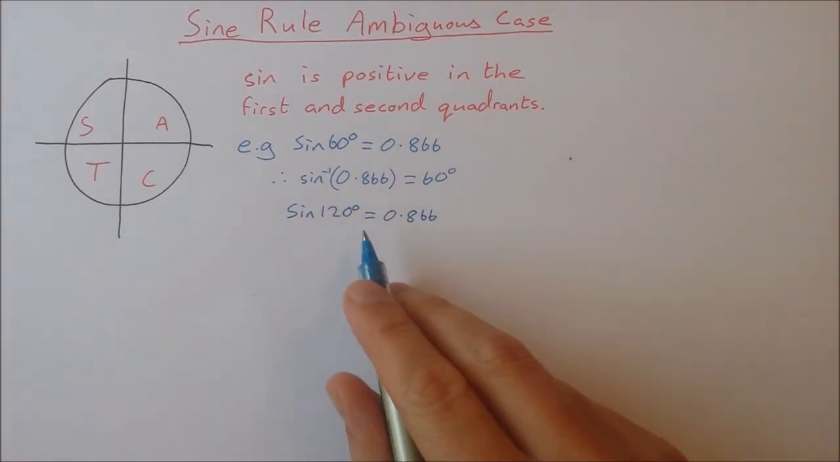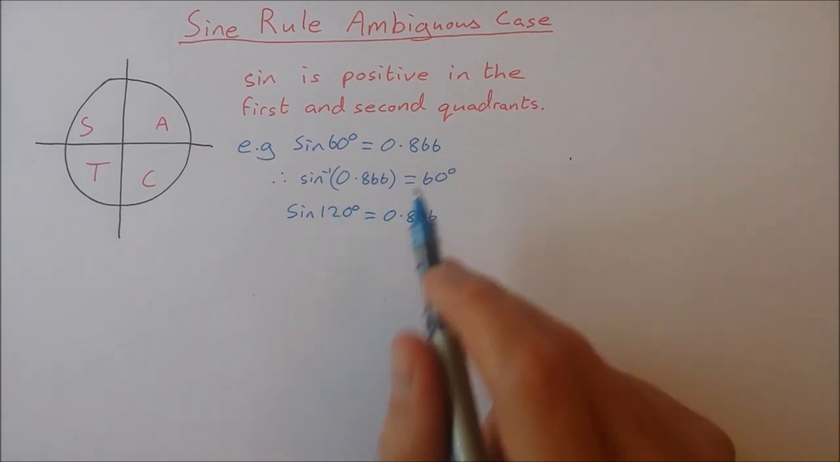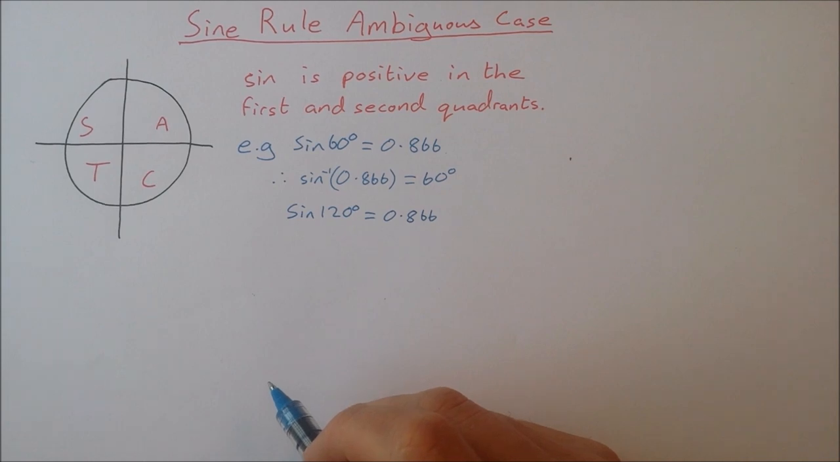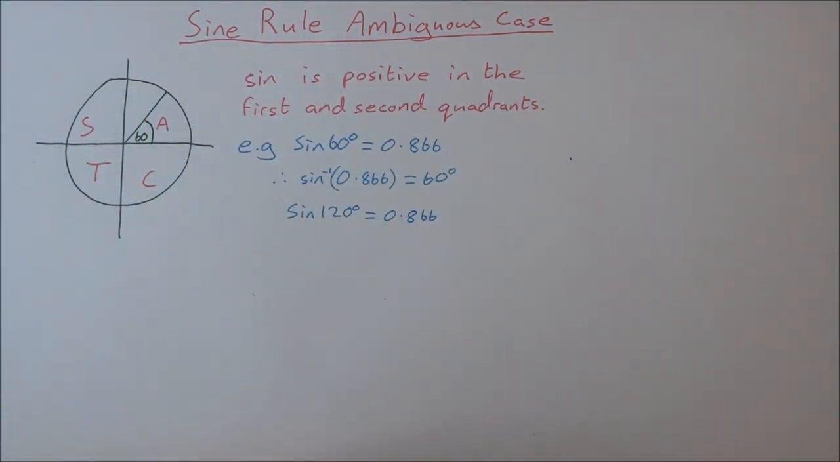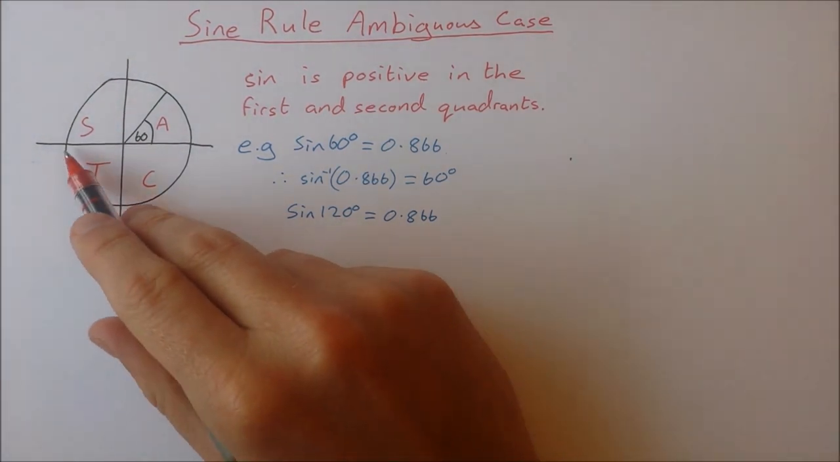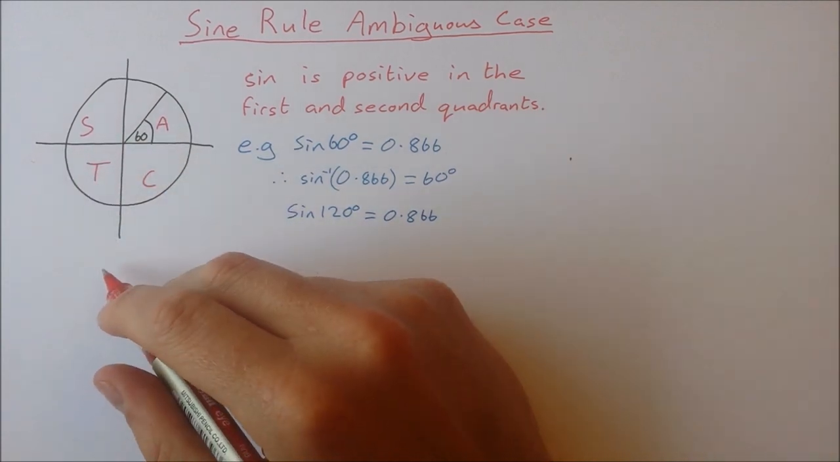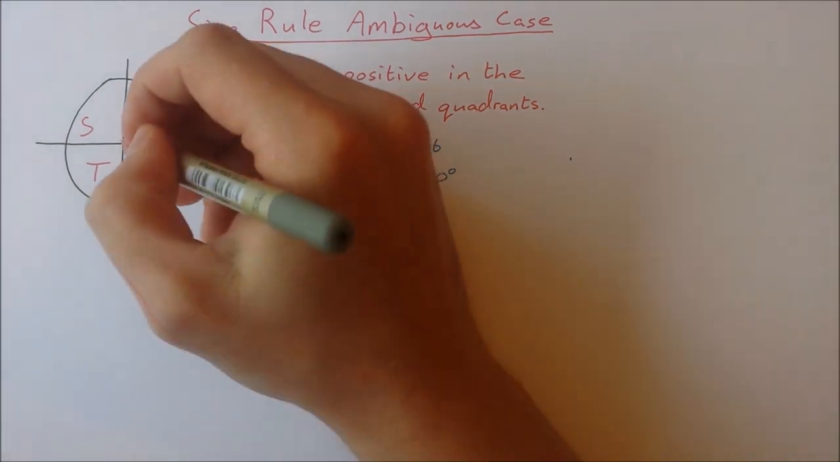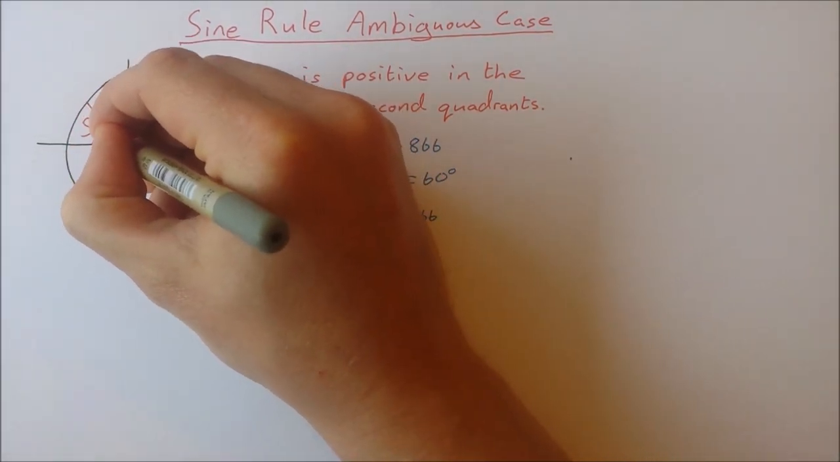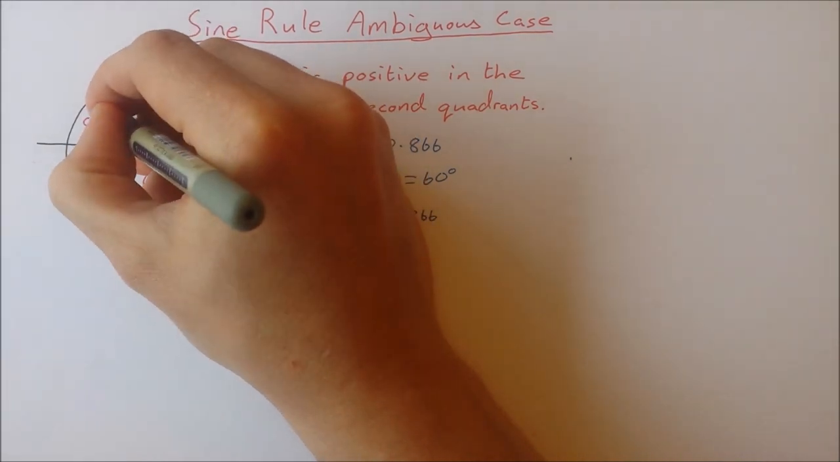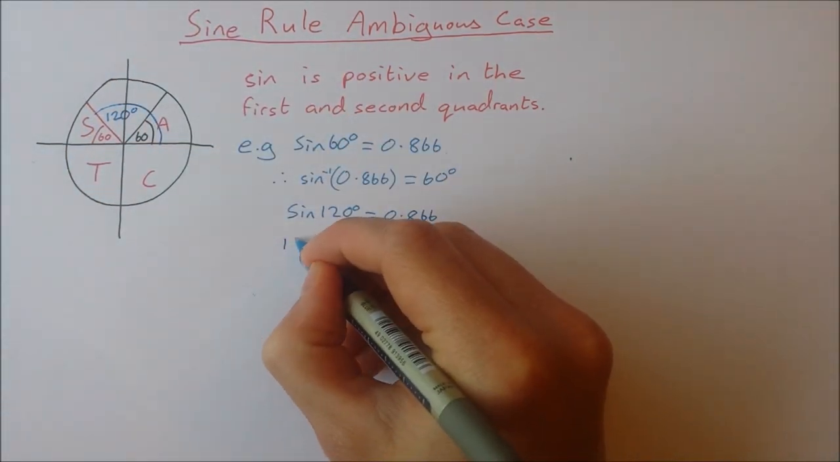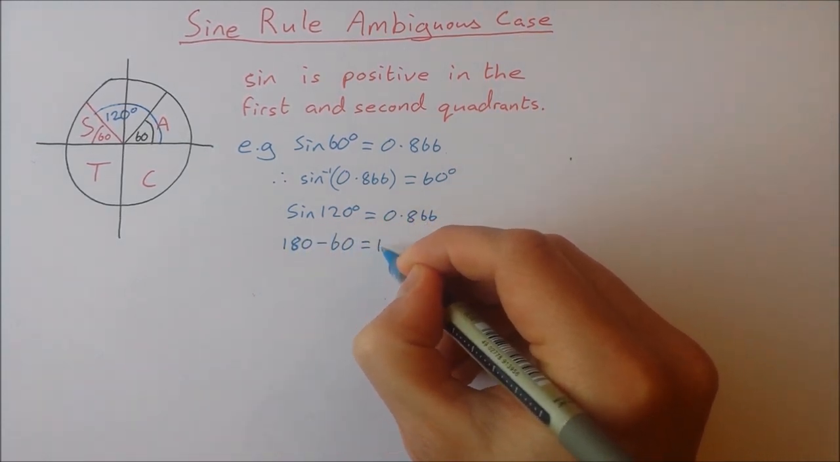But if you were to type into your calculator again, sine inverse 0.866, it would give you the answer of 60 degrees. So how do we get this one here, 120 degrees? We have to go to our unit circle. Our first angle, 60 degrees, is around about here. Now, to get this other angle, 120 degrees, we have to go to our second quadrant and look at our reference angle. So we go from 180 degrees, we go up 60. So that there is 60. And that leaves us with an angle of 120 degrees. That's 180 minus 60 is equal to 120 degrees.